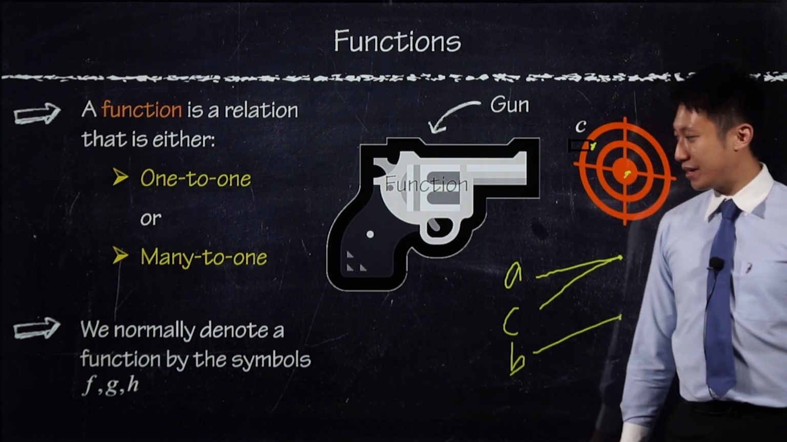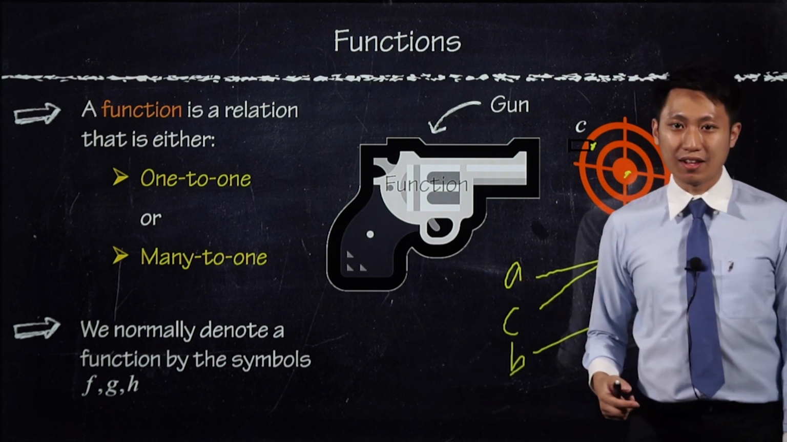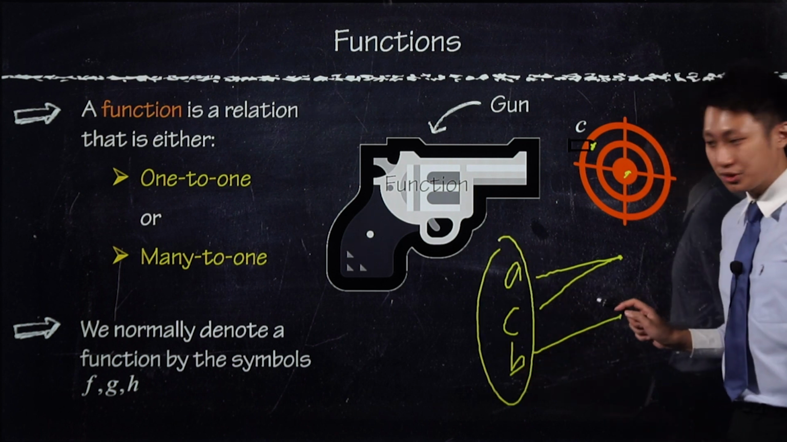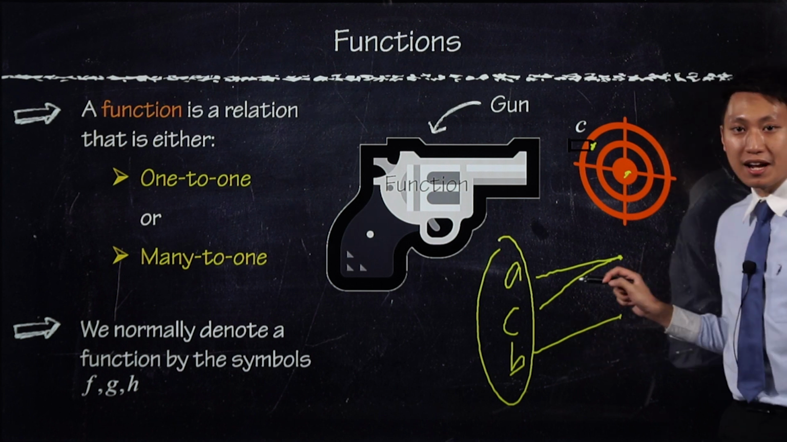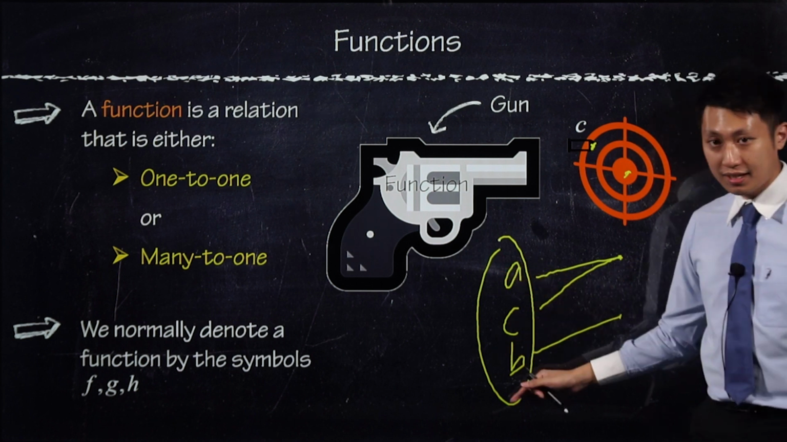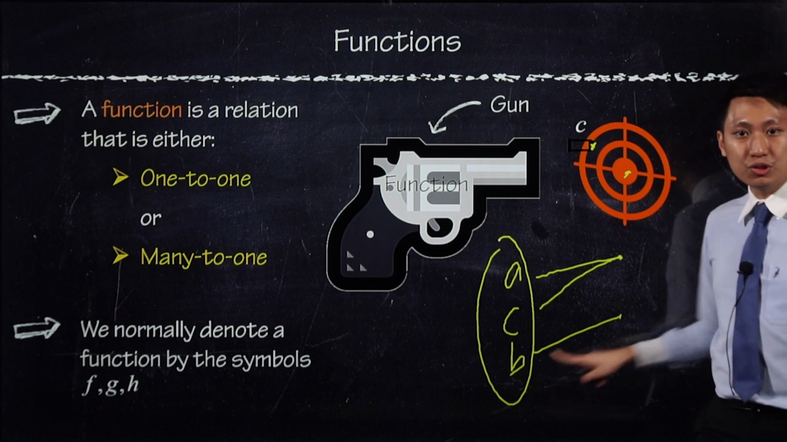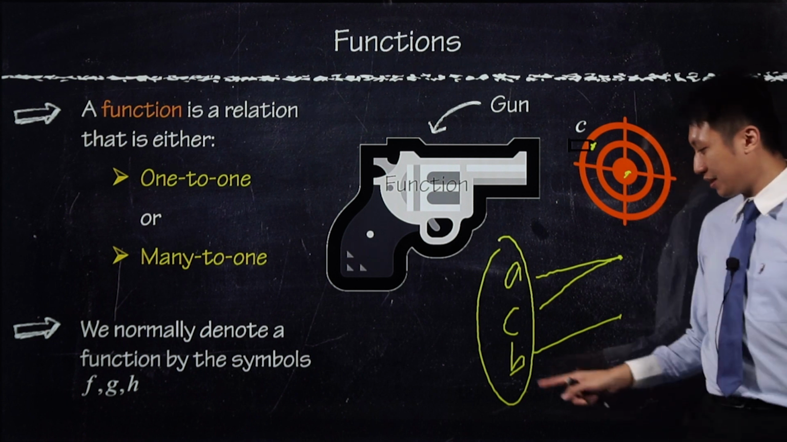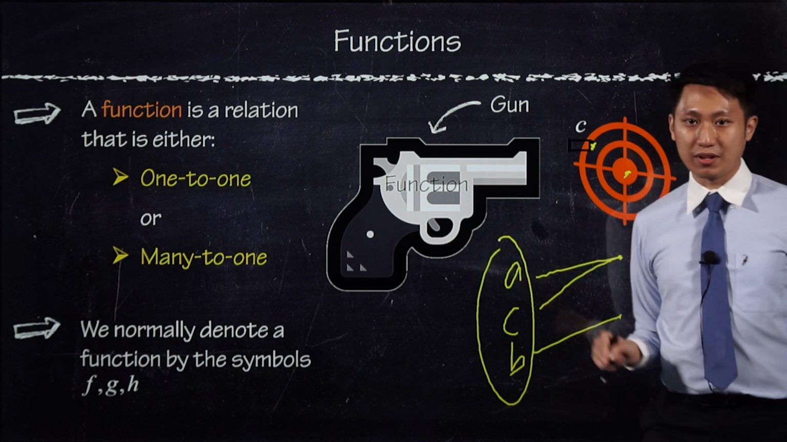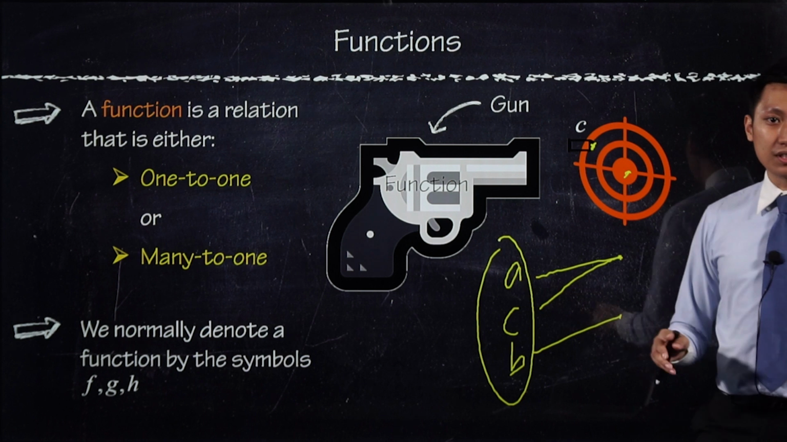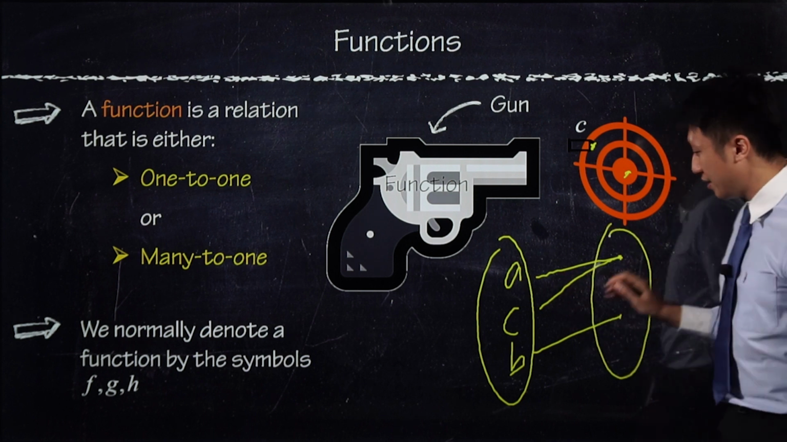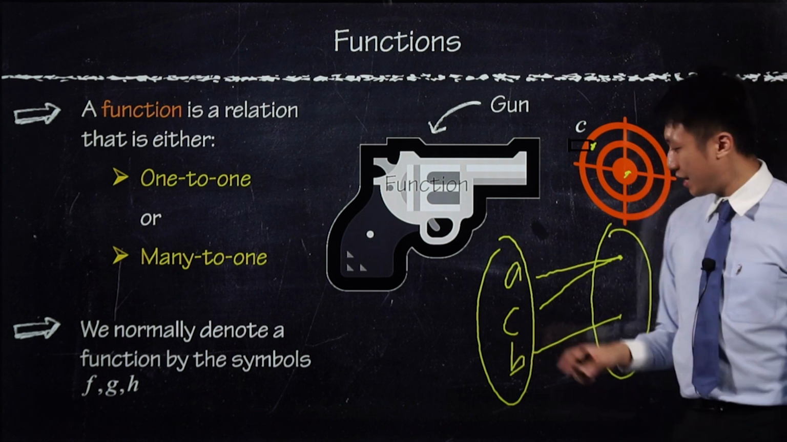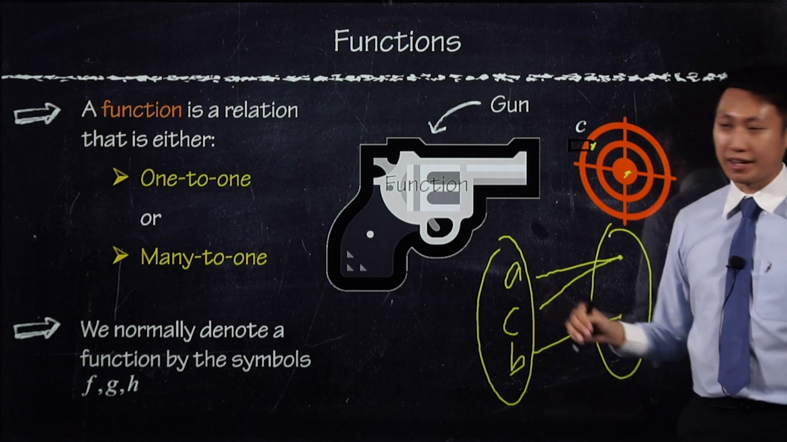So there should be no bullets left. There can't be some bullet that you have but you didn't shoot out. Meaning that everything on the left hand side must be shot out to the right side. Nothing left here. If there's anything left here without shooting out, this is not a function anymore, because anything in the domain must be mapped to something on the right side, which is something in the codomain. Still remember domain, codomain. So just an example showing this. Everything on the left hand side must shoot to something.